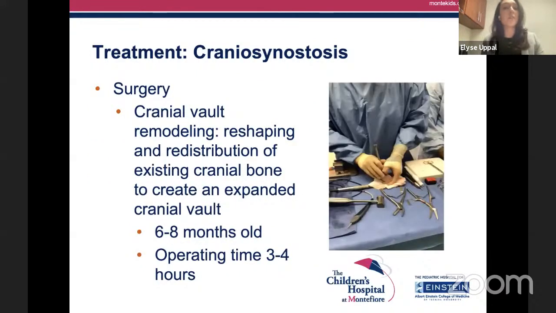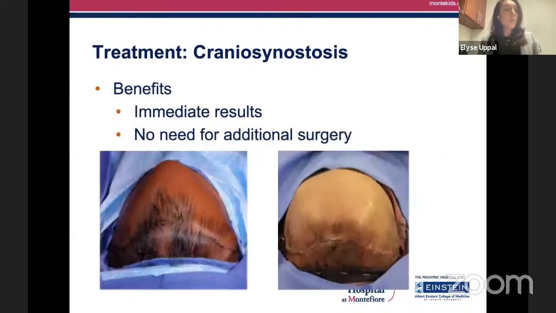So the treatment, on the other hand, for craniosynostosis is surgery. We do a cranial vault remodeling, which involves reshaping and redistribution of existing cranial bone to create an expanded cranial vault. Ideal time is 6 to 8 months old, and operating time is 3 to 4 hours. The benefits are that the results are immediate, as you can see from this photo here. This is a pre-op on table and post-op on table, so you can see it immediately. And there's no need for additional surgery. This is it. It's just this.